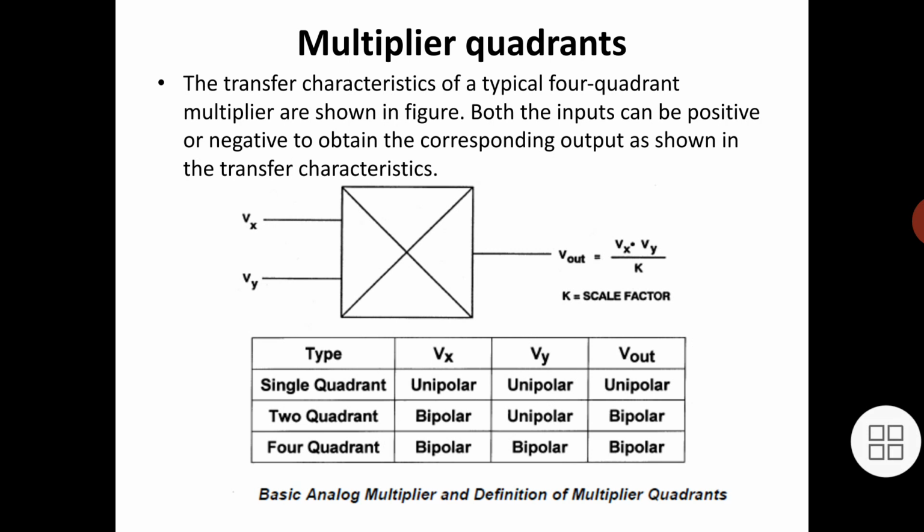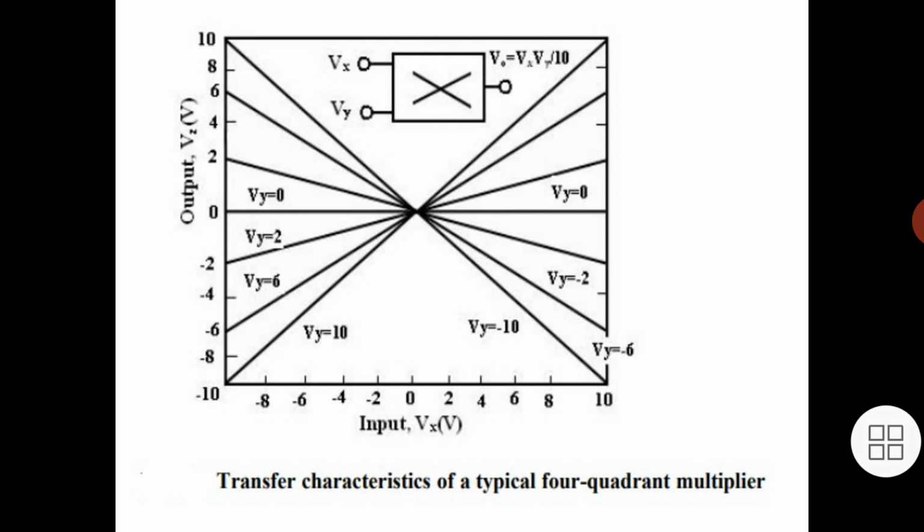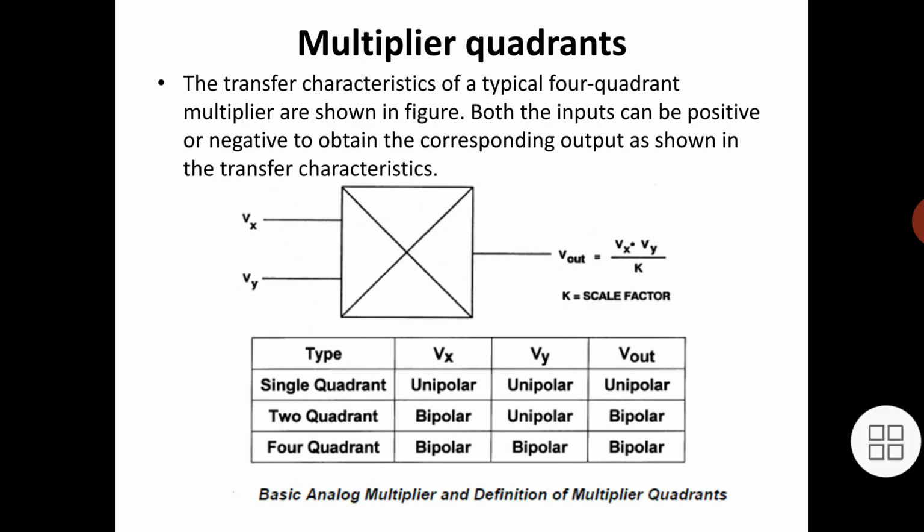Multiplier quadrants means the transfer characteristics of a typical 4-quadrant multiplier, shown here. Both inputs can be positive or negative to obtain the corresponding output, as shown in the transfer characteristics curve. Both the inputs can be positive or negative to obtain the corresponding output. We have already seen these analog multiplier quadrants in the previous video lecture.